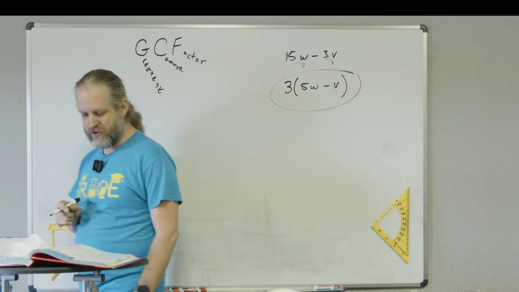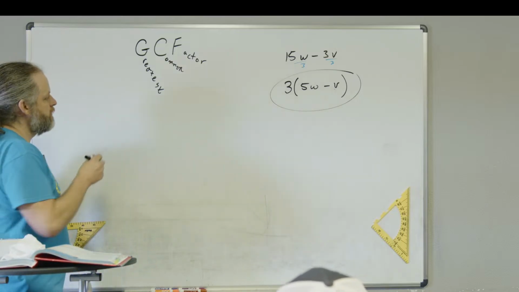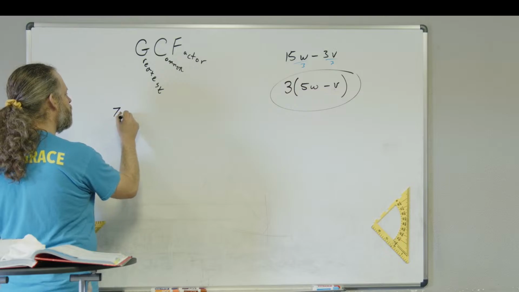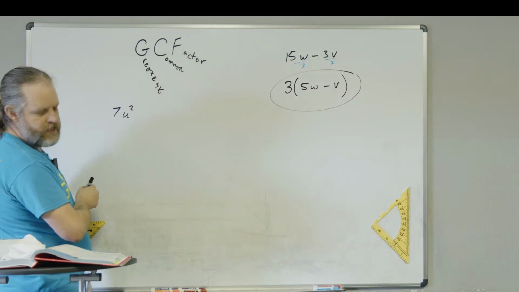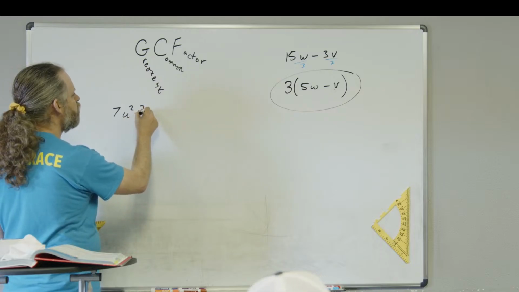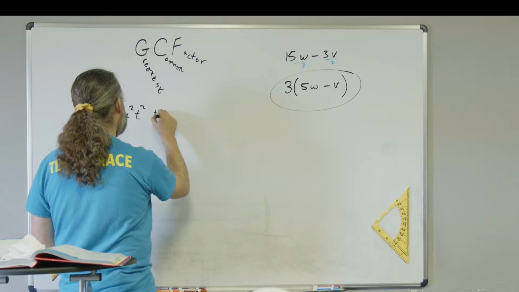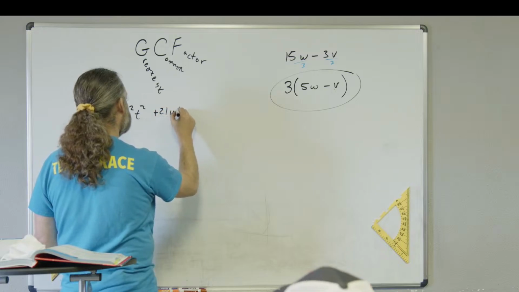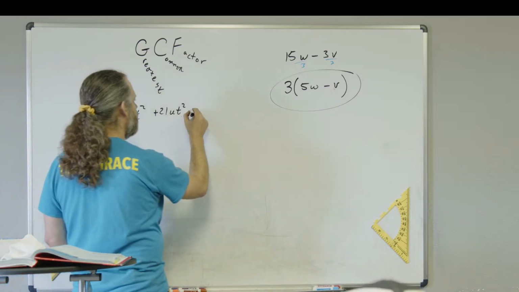Okay, let's do another one. 7U squared T squared plus 21UT squared minus UT.